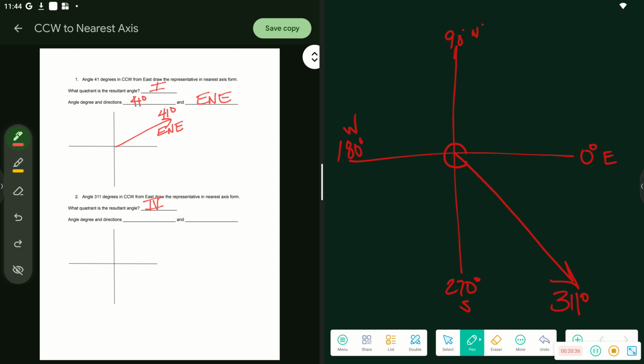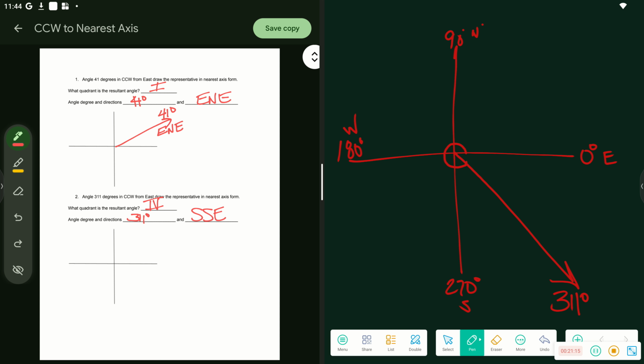What's the total angle? No, what's the total angle? Oh, 311. Okay, so that's 311 degrees. All right. What do we know? What's the midpoint of quadrant 4? 315. 315, right? So what's our directional here? Southeast. Good job.